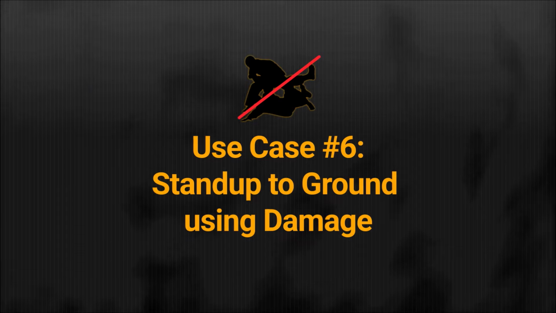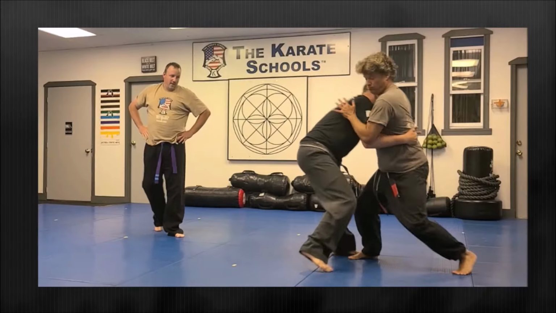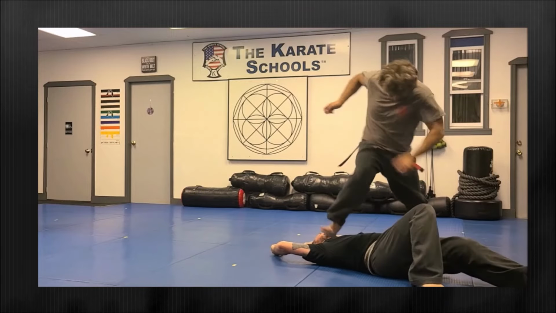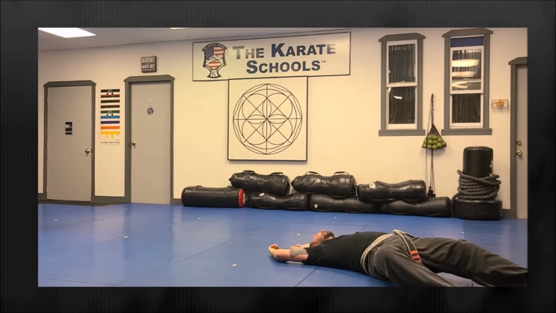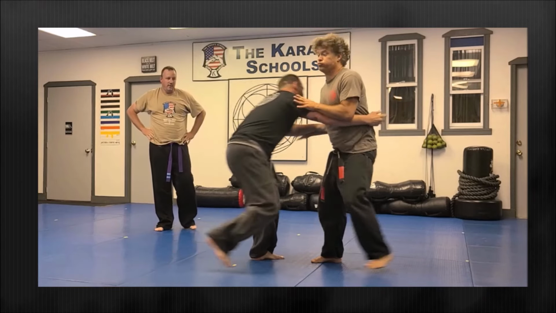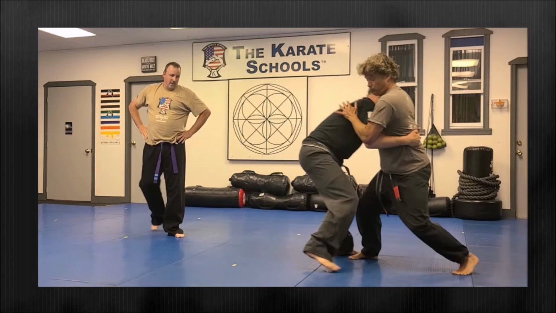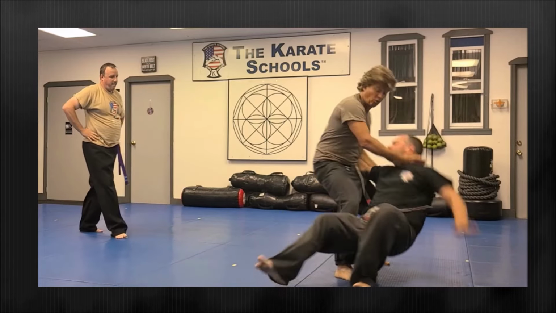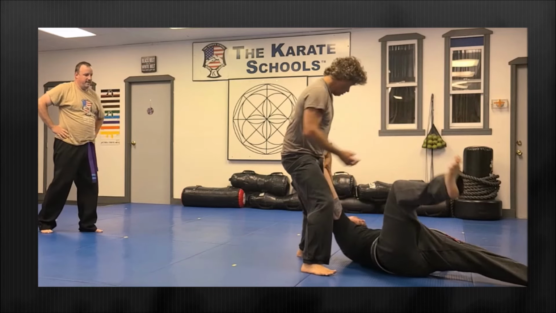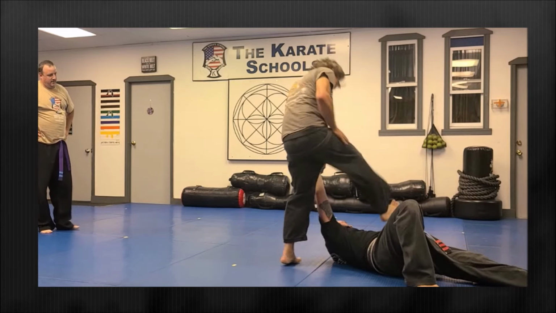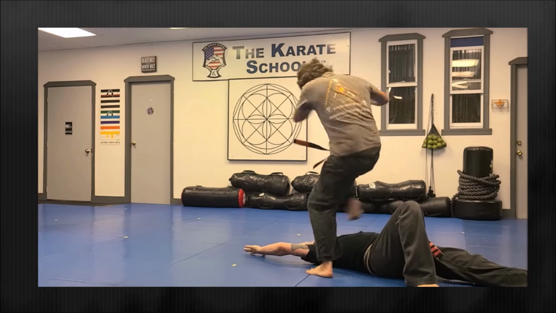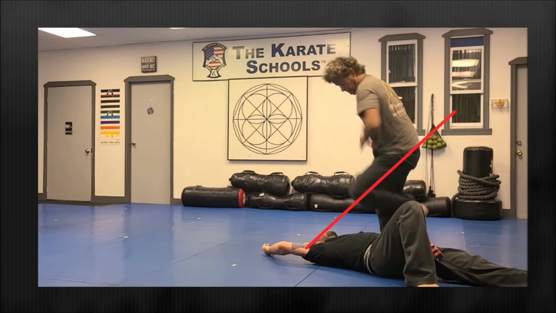Use case number 6. Stand up to ground using damage. Jarrett comes at Scott with a tackle attempt. Scott throws Jarrett to the ground, creating impact damage. From there, Scott hits Jarrett with a flurry of strikes. This maximizes damage, thereby yielding control. This is the stand-up to ground envelope pathway.